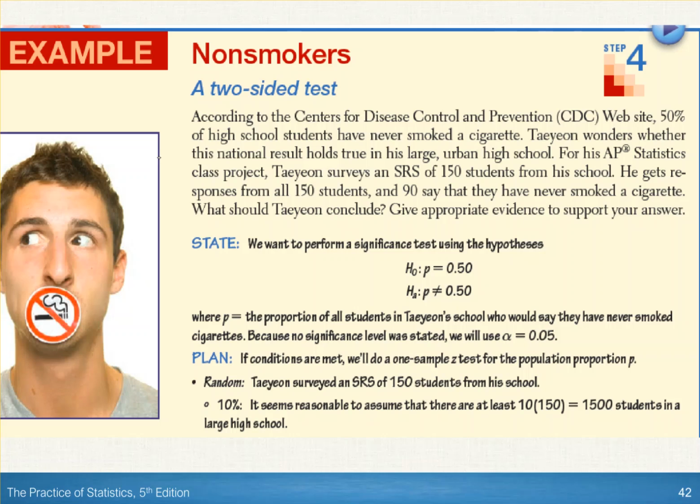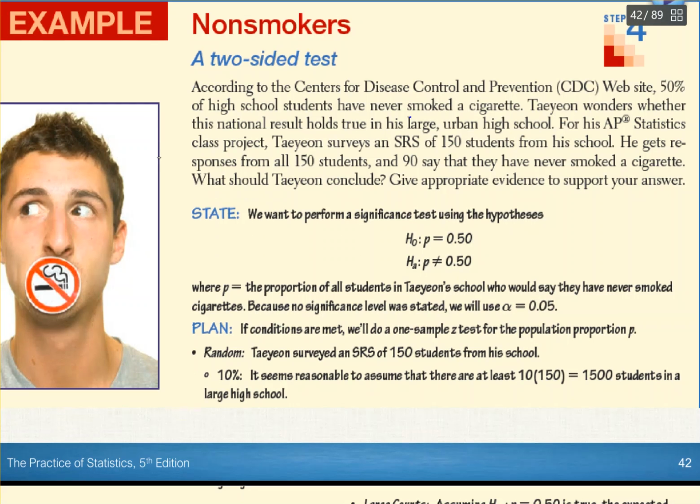So let's check if the conditions are met. Random says SRS, 150 students. Done. 10% rule. Does it say it's a large high school? No, it just says a high school. Or yeah, large urban high school. There you go. So if it's a large high school, you can assume there are probably more than 1,500 students in there. So that's very, very reasonable.